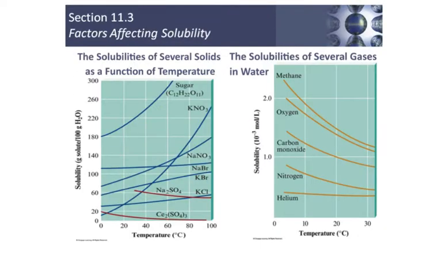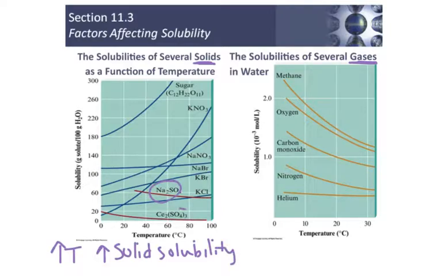Okay? And then temperature. Temperature is the other factor that affects solubility. We have two different graphs here. One is for solids and one is for gases. In general, if you increase the temperature, you're going to increase the solid solubility. There are a couple of exceptions, like sodium sulfate and cerium(III) sulfate. I don't know if it's a coincidence that they're both sulfates. Both of those decrease in solubility as you increase temperature. But in general, solids increase in solubility as you increase temperature.